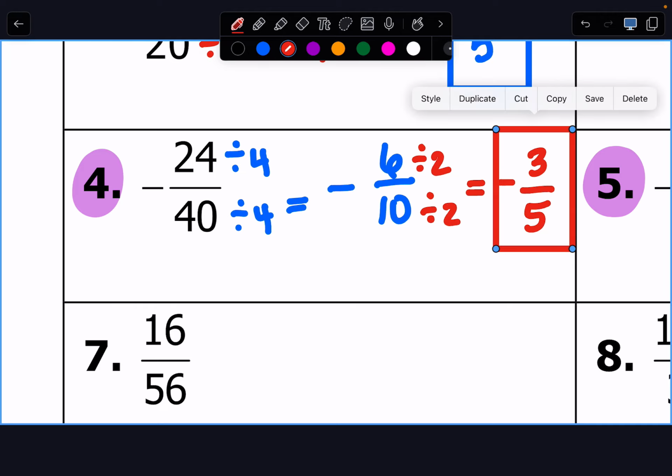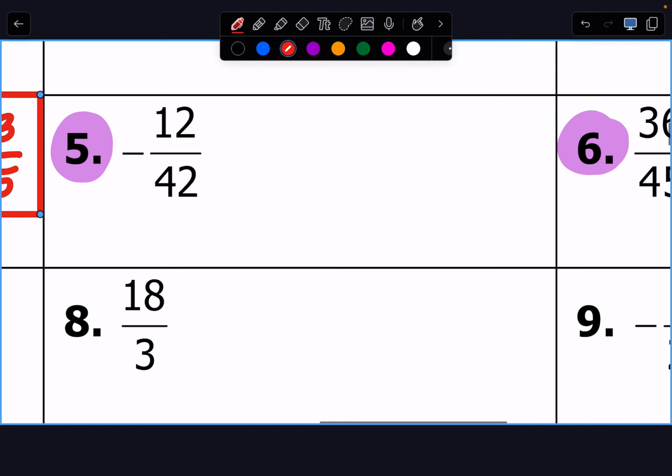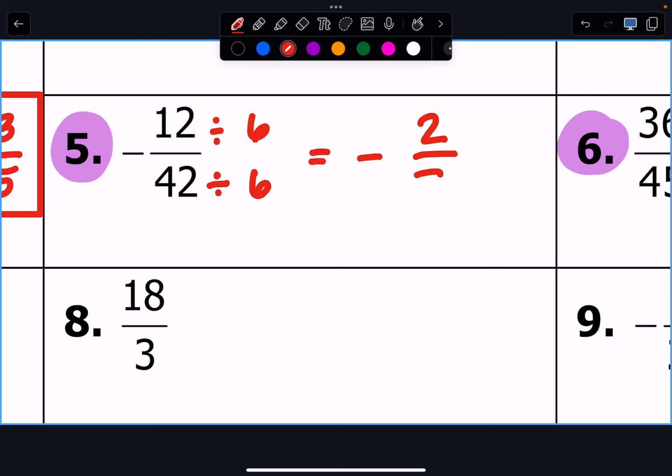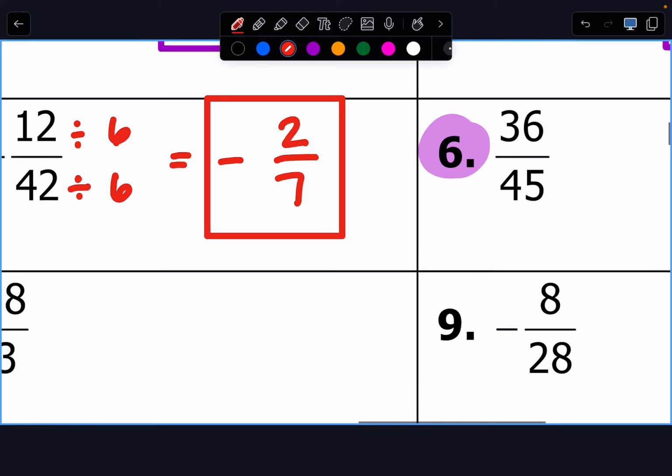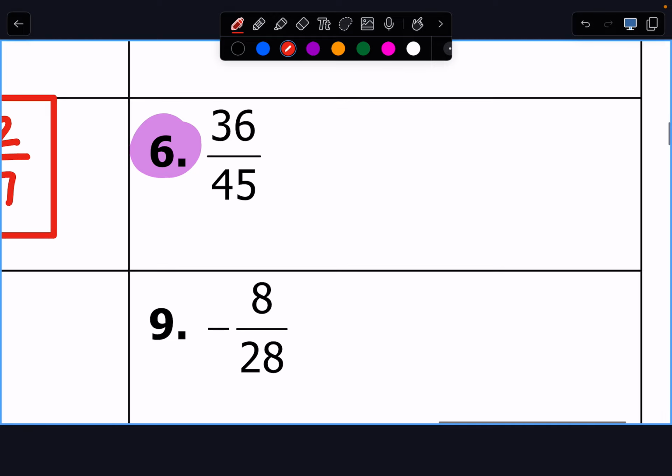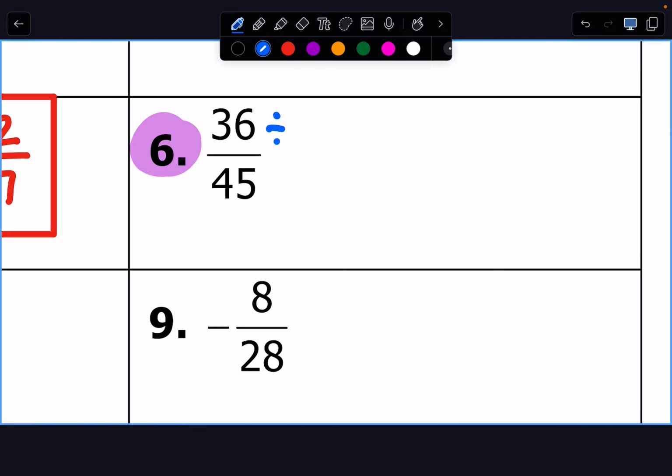Okay. All right. In number 5, what number do we need to divide by? We can divide by 6 to get -2 over 7. Now, if you divided by 2 because you knew they were both even numbers, you then would have had to divide by 3 to get to the final answer. All right, and then number 6, what do we got to divide by? We can divide by 9 to get 4 over 5.